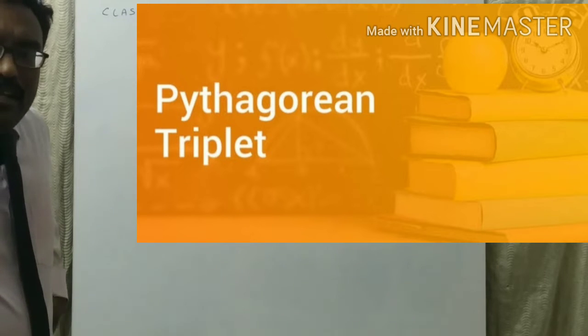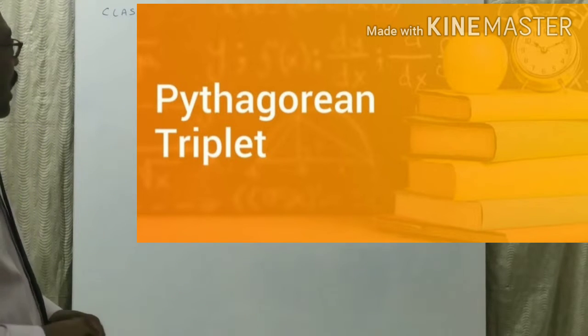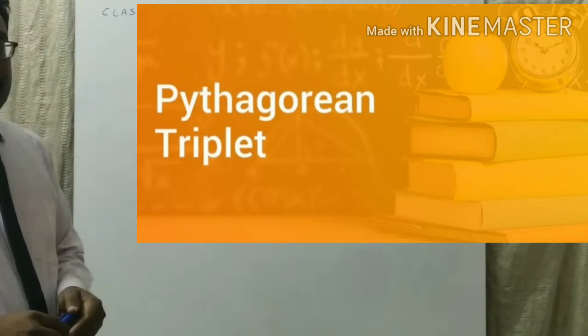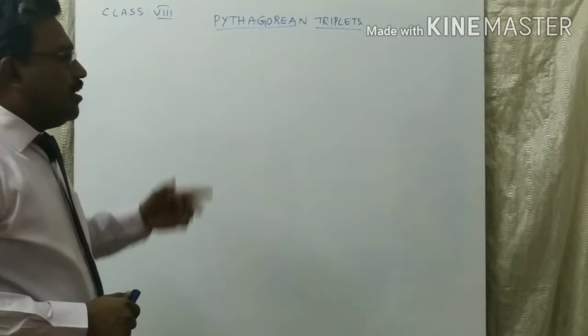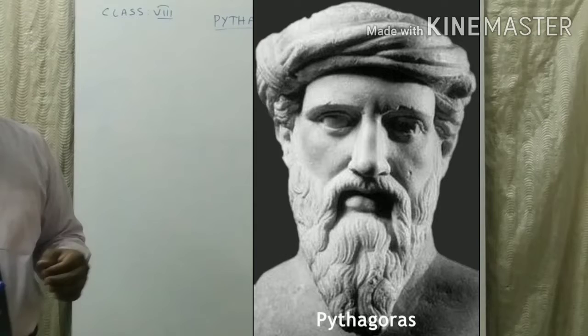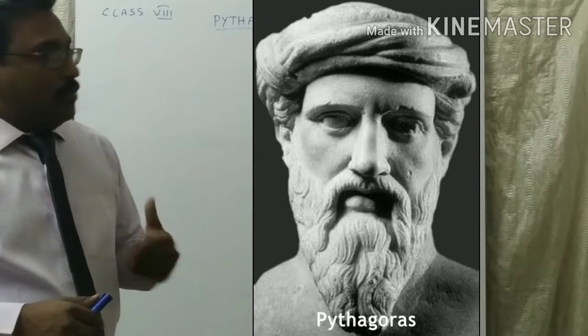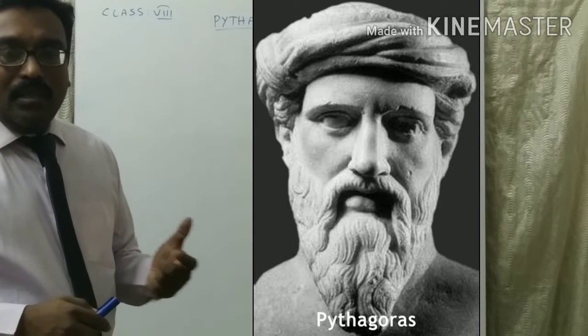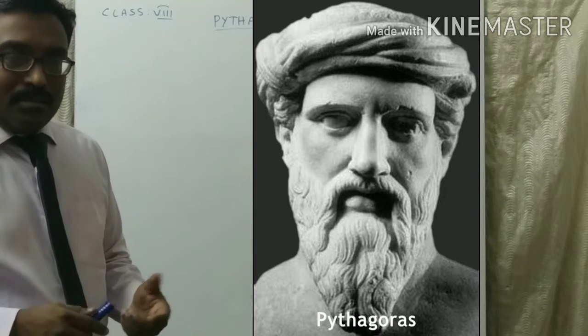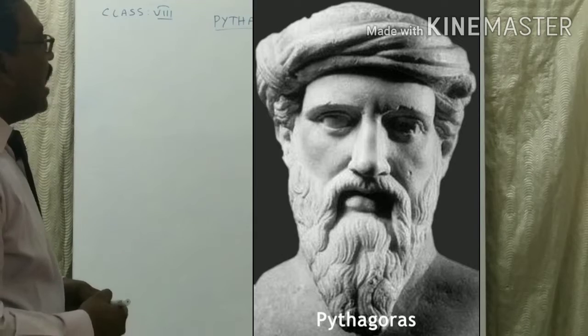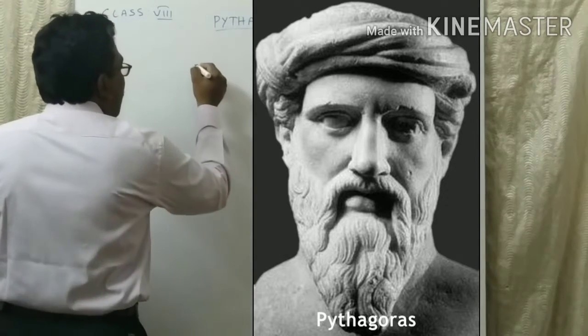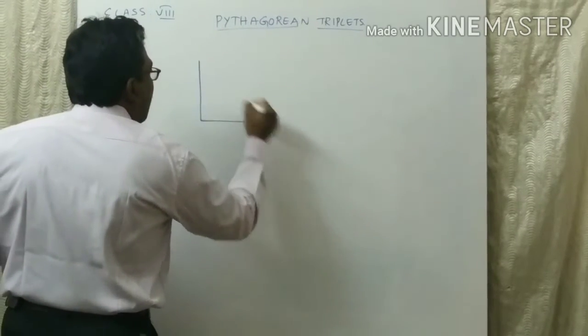Actually, it is there in our 8th class CBSE syllabus. Okay, Pythagorean triplets. So, Pythagoras is a mathematician. He is from Greece. He proposed one theorem that is called Pythagoras theorem, based on right angle triangle.